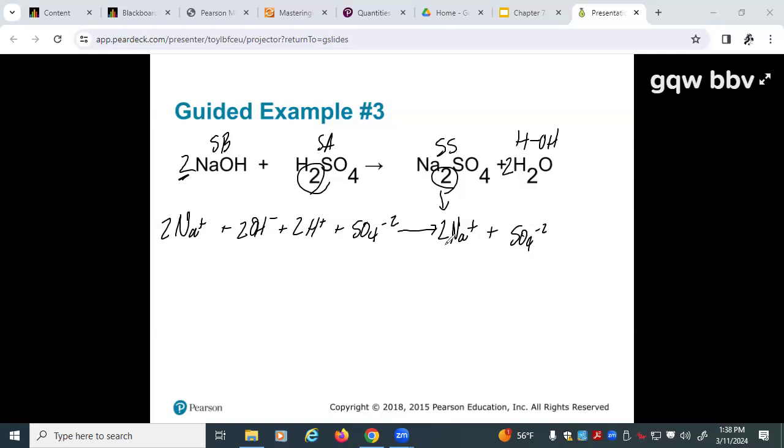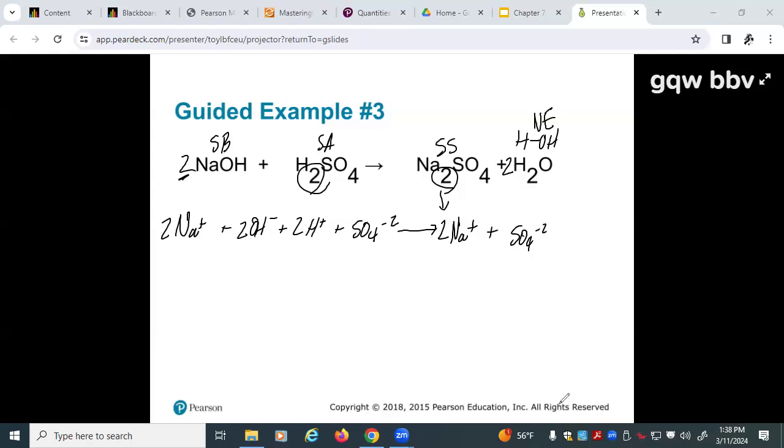Now, what do I do with the water? Is water an acid? Is water a base? Is water a salt? It's none of those things. What do I do when I have something that's none of those things? I can use a generic term for it. It's a non-electrolyte. Any pure liquid like water is a non-electrolyte. Any gas like carbon dioxide is a non-electrolyte.